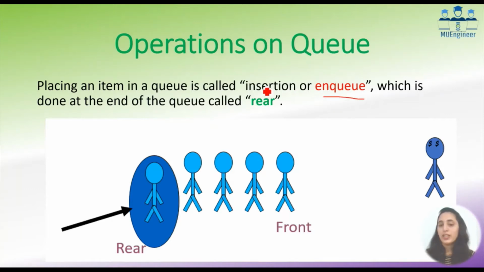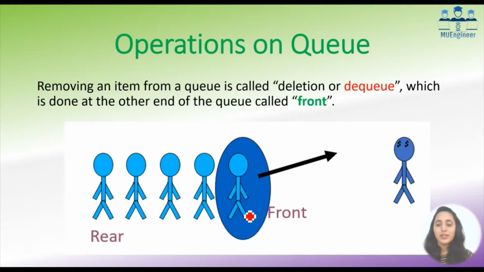The first operation is the NQ operation. NQ is nothing but inserting a new element in a queue. Placing an item in a queue is called insertion or NQ, which is done at the end of the queue, called the rear. So insertion always happens at the rear, but we call the insert operation NQ, that is N and then Q. So NQ always happens at the rear end. So the fifth person will join at the rear end.